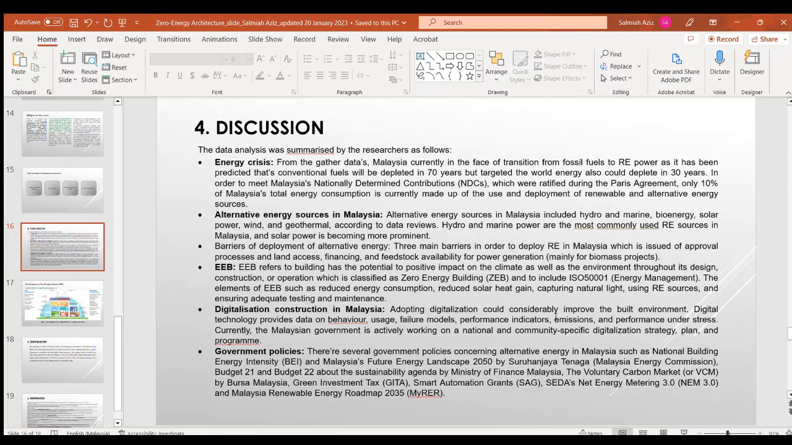So, lastly, in the aspect of government policy, there are several government policies concerning alternative energy in Malaysia, such as the National Building Energy Intensity (BEI) and Malaysia's Future Energy Landscape 2050 by Suruhanjaya Tenaga, Malaysia Energy Emissions, Budget 21 and Budget 22 about the Sustainability Agenda by Ministry of Finance Malaysia, the Voluntary Carbon Market or VCM by Bursa Malaysia, Green Investment Tax Allowance (GITA), Smart Automation Grants (SAG), SEDA's Net Energy Metering 3.0 or NEM 3.0, and the Malaysia Renewable Energy Roadmap 2035 (MyRER).